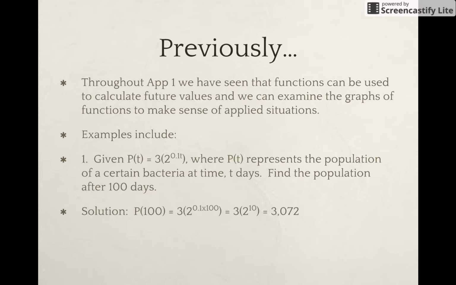defined to be 3 times the quantity 2 to the 0.1t, where p of t represents the population of a certain bacteria at time t days. We might be interested in finding the population after 100 days. So our solution to this using functions would be to find p of 100. And doing so, we find that p of 100 is 3,072. And so we would say after 100 days, there are 3,072 bacteria.